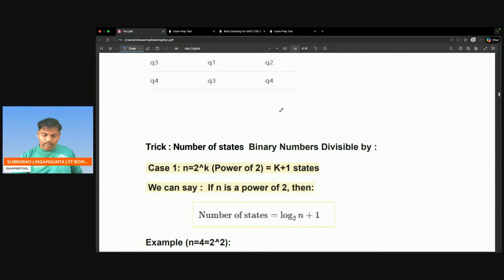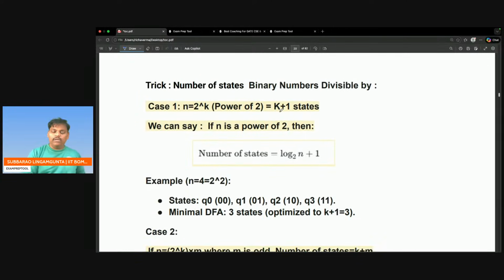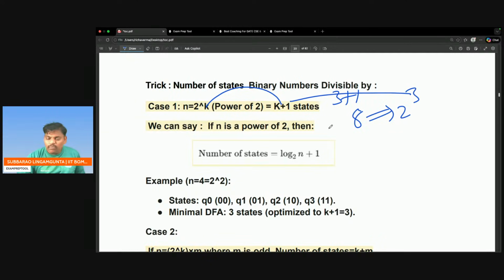Let me read those formulas. Case 1: all binary numbers divisible by 8. 8 can be written as 2 cube. If you want, you can verify the number of states in that automaton. Minimal DFA has k plus 1, 3 plus 1, 4 states. Whatever k there, k plus 1. That is if n is a power of 2.